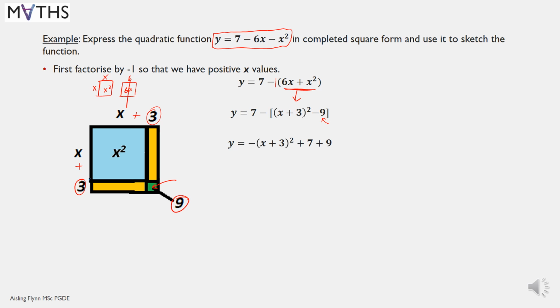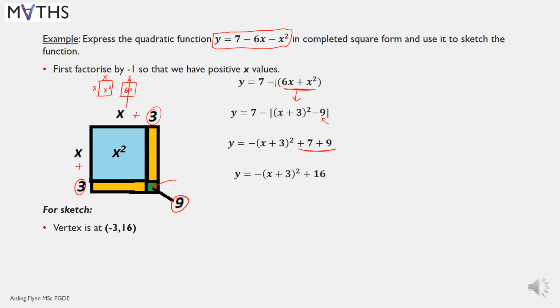Okay, so it's all replaced. What's left to do there is just to remove the square brackets, leaving the minus in front of the x plus 3 to be squared. Minus 9 becomes plus 9, and we've just rearranged so that we have the constants beside each other so that we can now add them, and I get minus x plus 3 squared plus 16. Okay, so now we're in completed square form. Let's use that to get lots of information for a sketch.